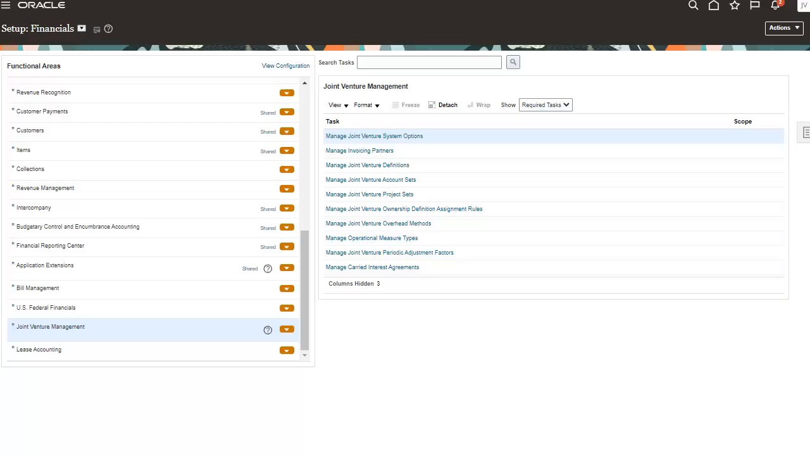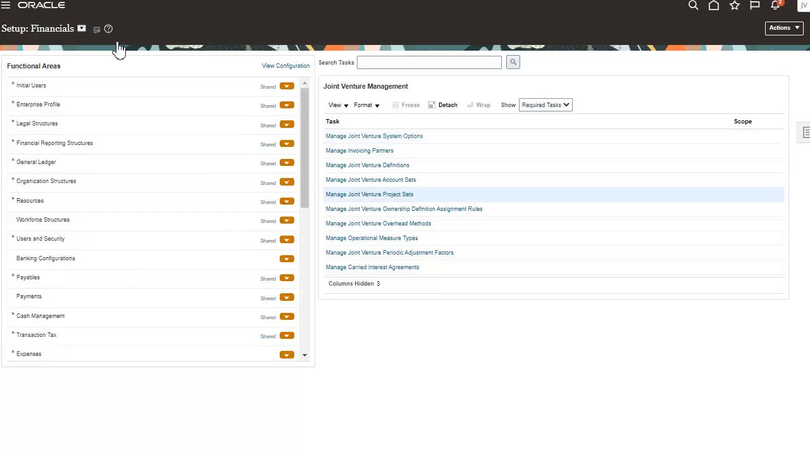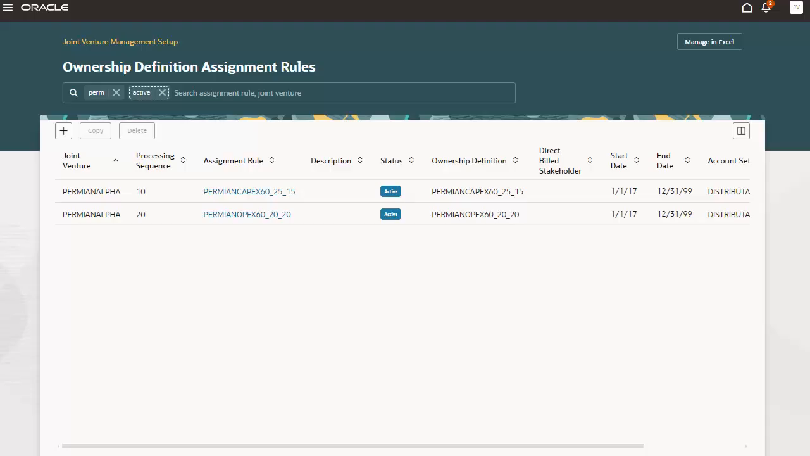Now that we have looked at the joint venture definition and the ownership definitions, let's look at how we can use the project sets in ownership definition assignment rules. There are 2 ownership definition assignment rules. One to designate the ownership definition to be used for capital expenses, and another to designate the ownership definition to be used for operational expenses. As previously explained, for all other expenses, the default ownership definition on the joint venture definition will be used.